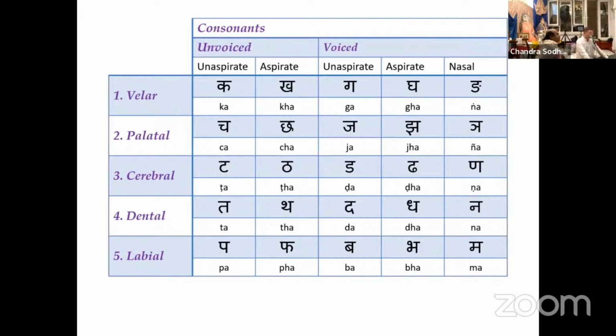And then we have pure dentals. Ta, tha, da, dha, na. So dental means that the tongue is touching the teeth, you know. And you need to feel it, right? You need to feel it. And then the labial or bilabial: pa, pha, ba, bha, ma.